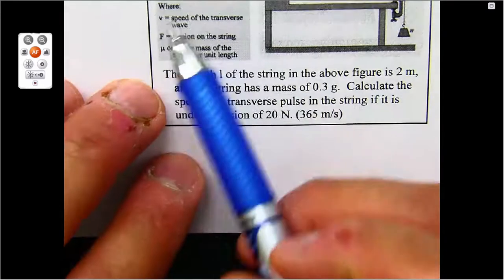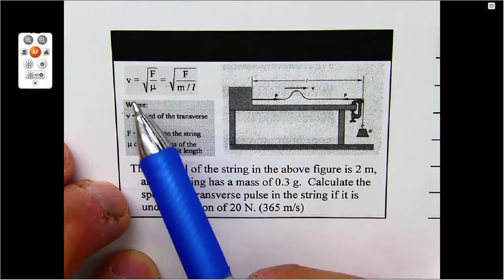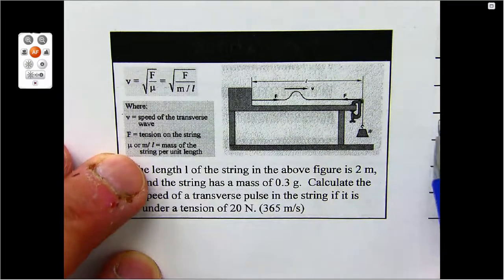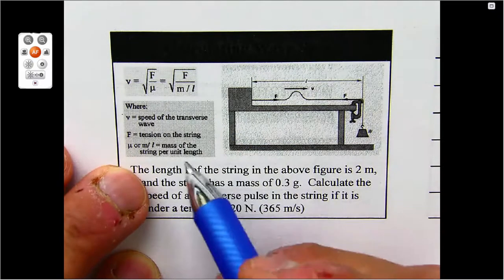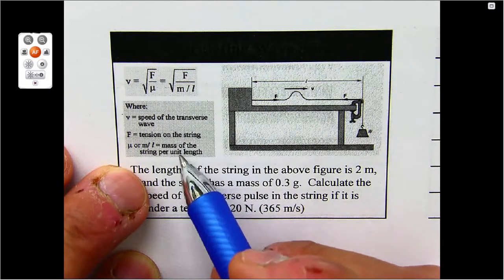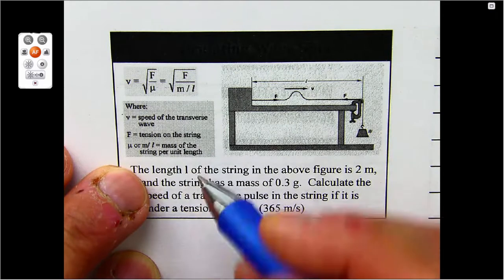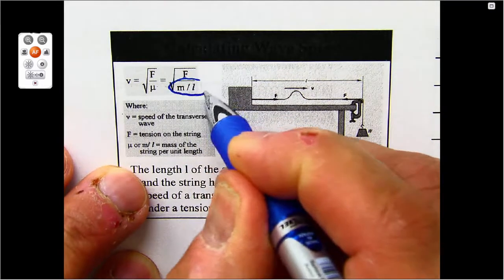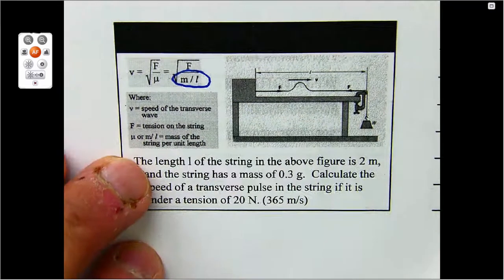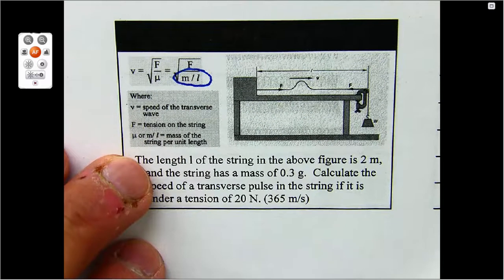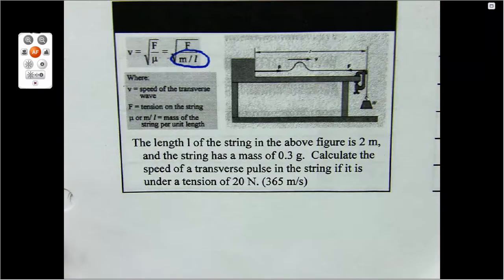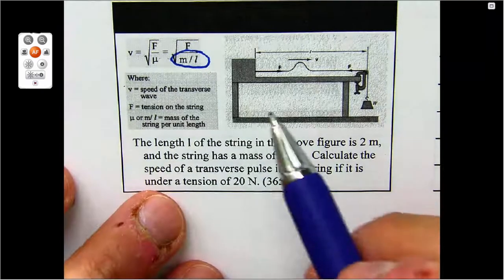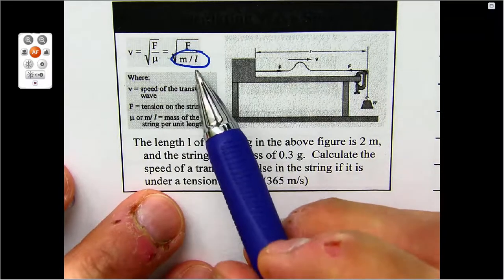So obviously then, our velocity should depend upon the force, and this is our mass of the string per unit length, which is our constant down there. So this is just like a spring constant, only for this string it's mass per unit length.